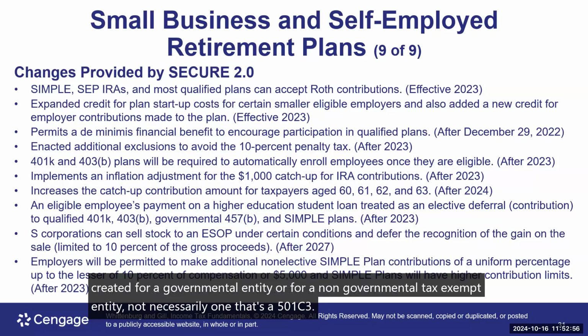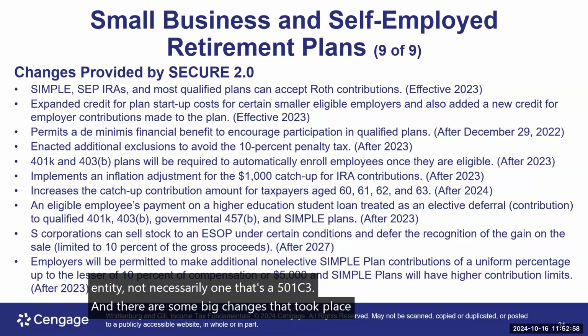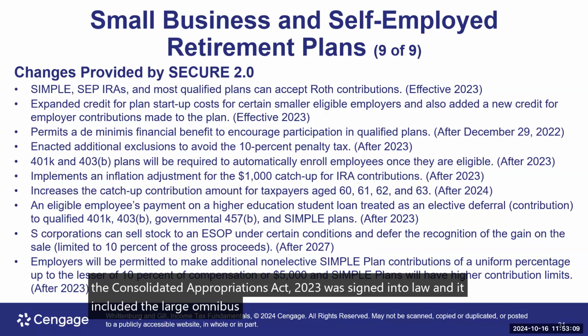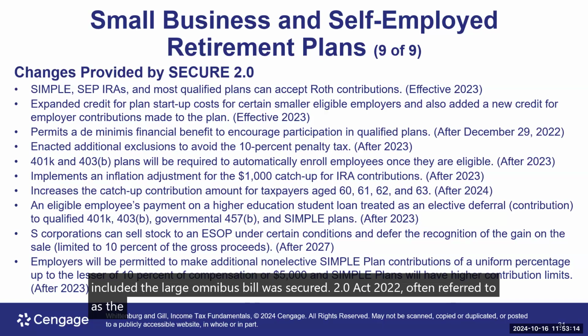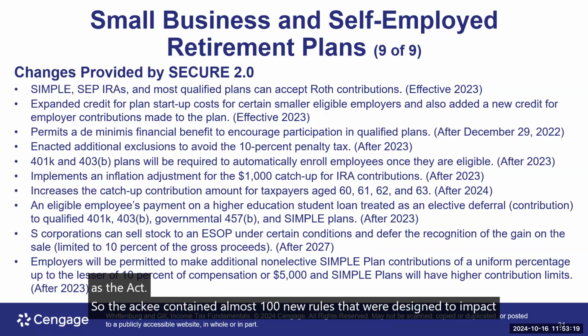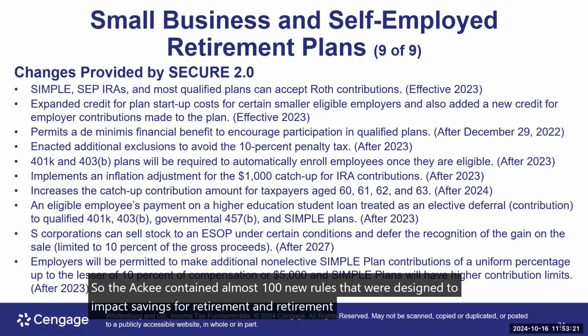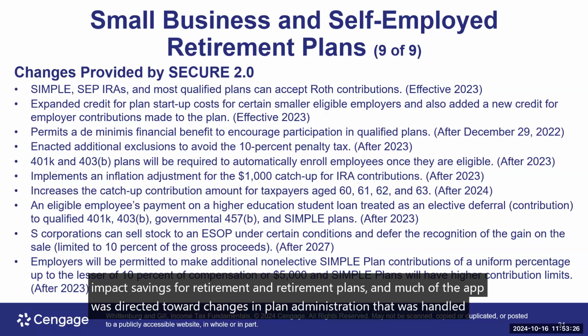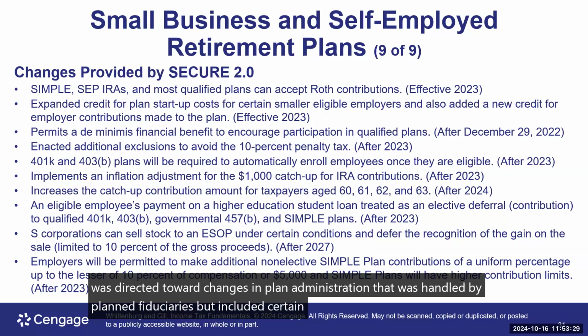And there were some big changes that took place. In December of 2022, the Consolidated Appropriations Act 2023 was signed into law, and it included a large omnibus bill with the SECURE 2.0 Act of 2022, often referred to as the Act. The Act contained almost 100 new rules that were designed to impact savings for retirement and retirement plans. Much of the Act was directed toward changes in plan administration that was handled by plan fiduciaries, but included certain changes that are likely to affect individuals over the next few years.